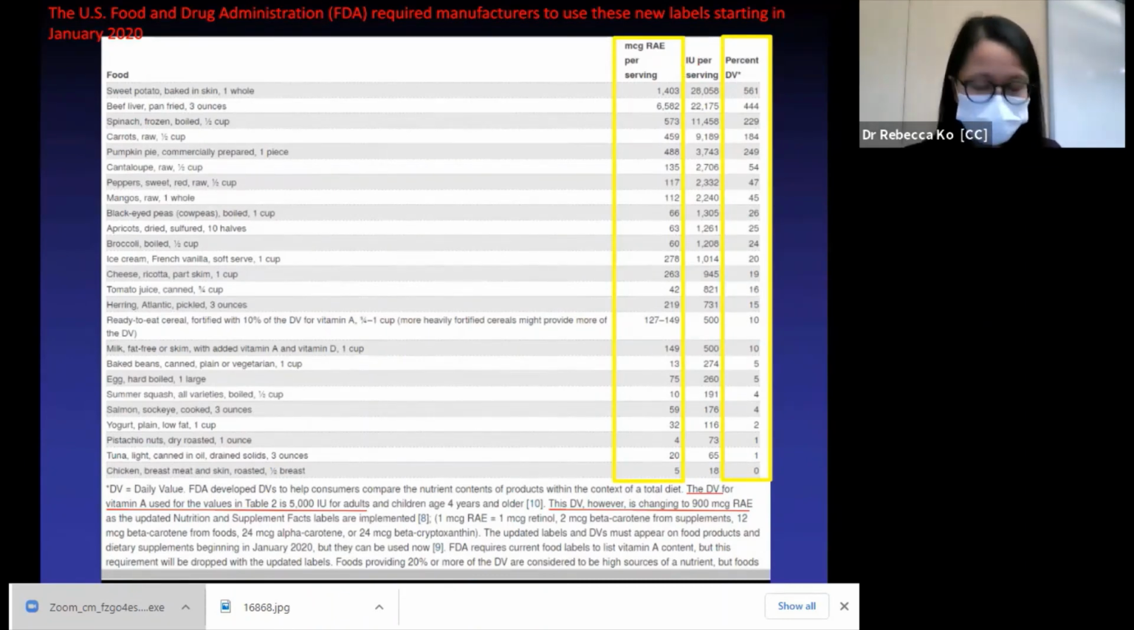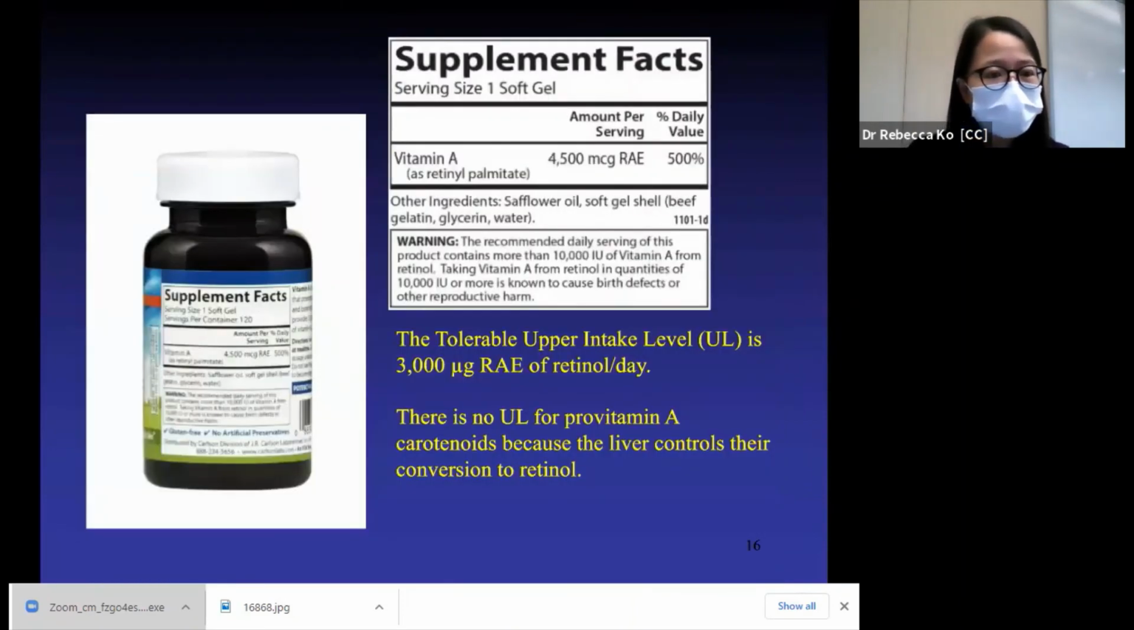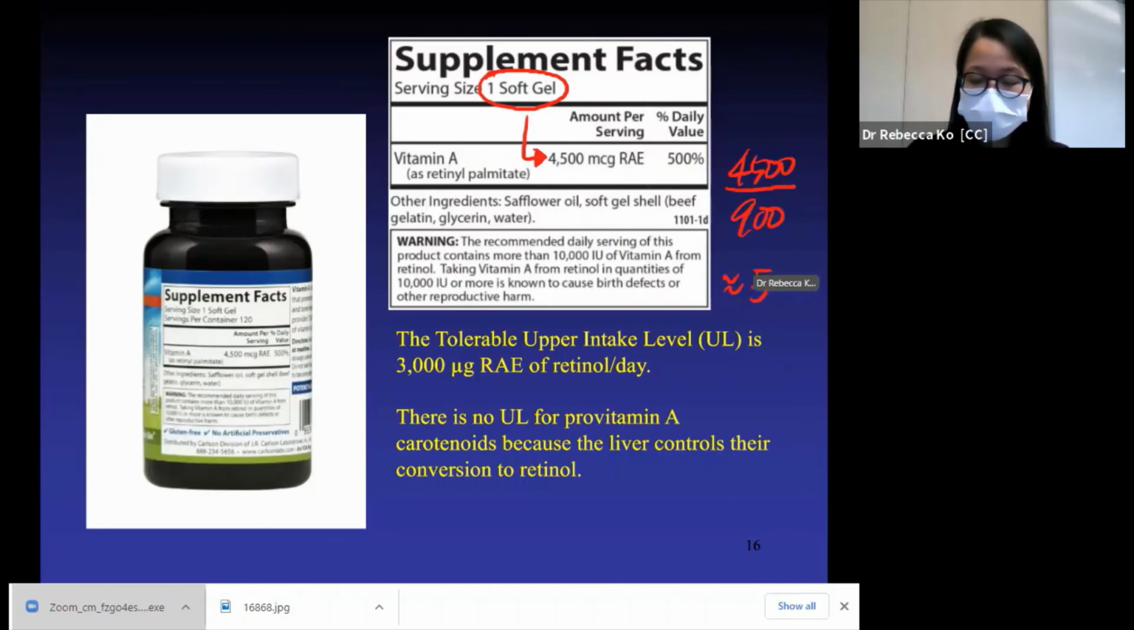Let's see a food example. Here is a bottle of vitamin A supplement, and each soft gel contains 4,500 micrograms RAE. If we take 900 as the recommended value, 4,500 divided by 900 gives you 5 times. So the daily value percentage is 500%.